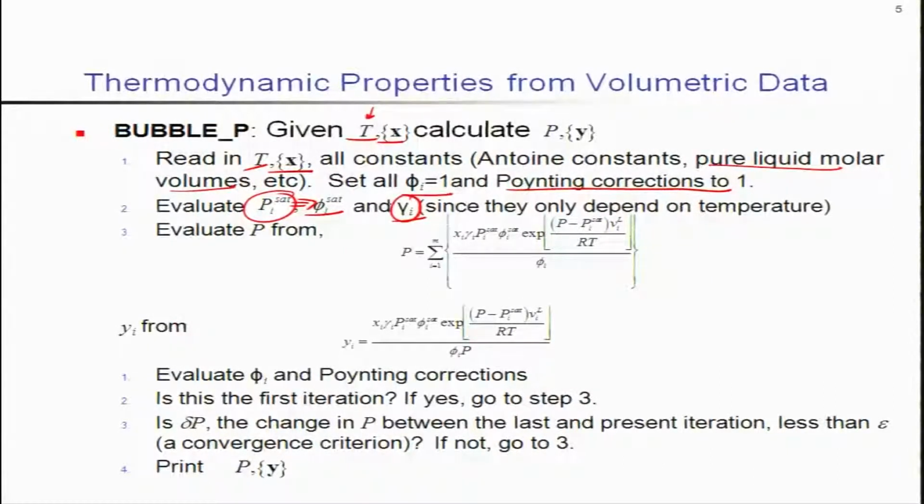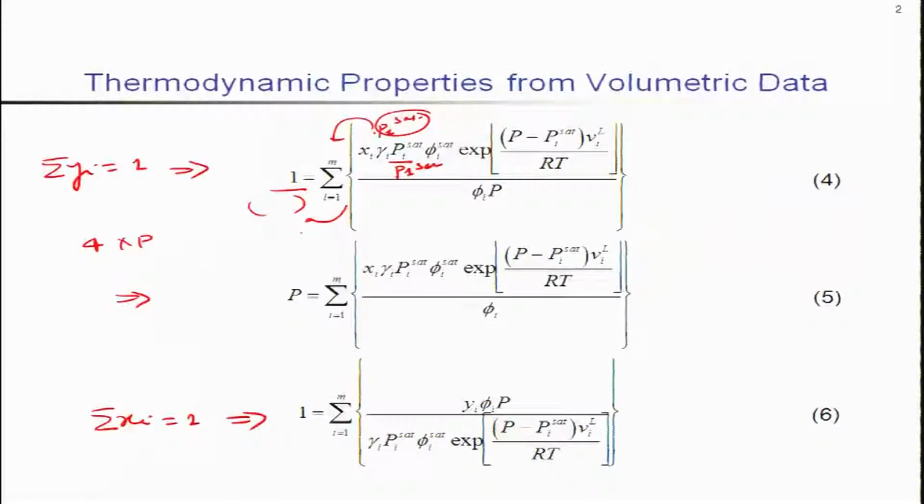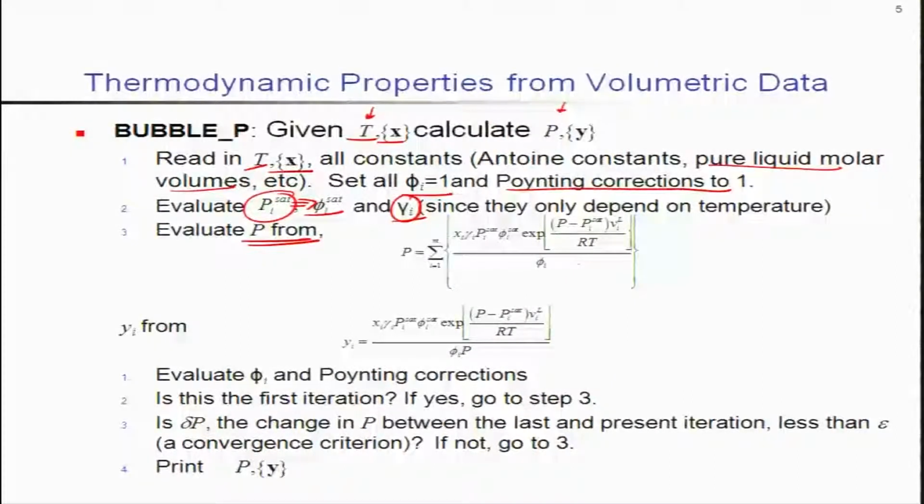You can evaluate now the pressure, okay, from which equation? If you look at it, this is equation 5. The xi's are given, gamma i, pi sat you have calculated, phi i you calculated, molar volume information is available, pi sat information is available, and of course, the initial value we have considered phi i to be 1. So, here this is what we have got back. So, we can evaluate here.